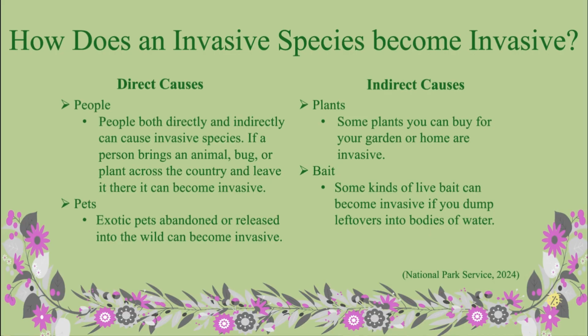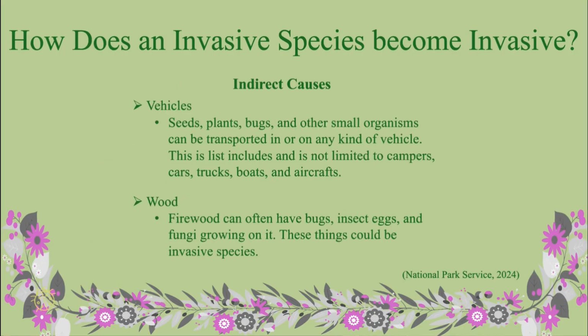Most kinds of live bait can actually become invasive in specific bodies of water. If you dump your leftover bait into a body of water, it can very easily pollute that water. Other indirect causes are your vehicles, your boats, campers, trucks, bikes even. If these have loose seeds, plants, bugs, other small organisms, they can be transported on or in most kinds of vehicles. Firewood also has wood-boring bugs, insect or bug eggs, and fungi growing on it, and these can all be invasive species.